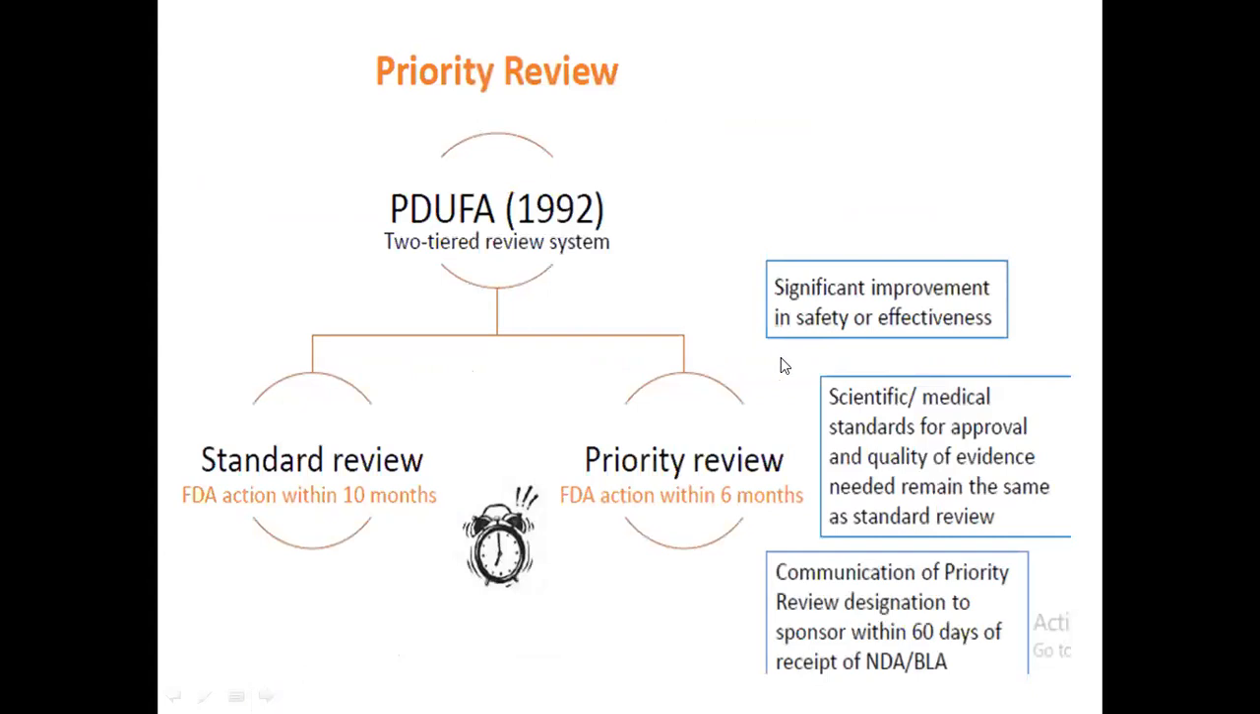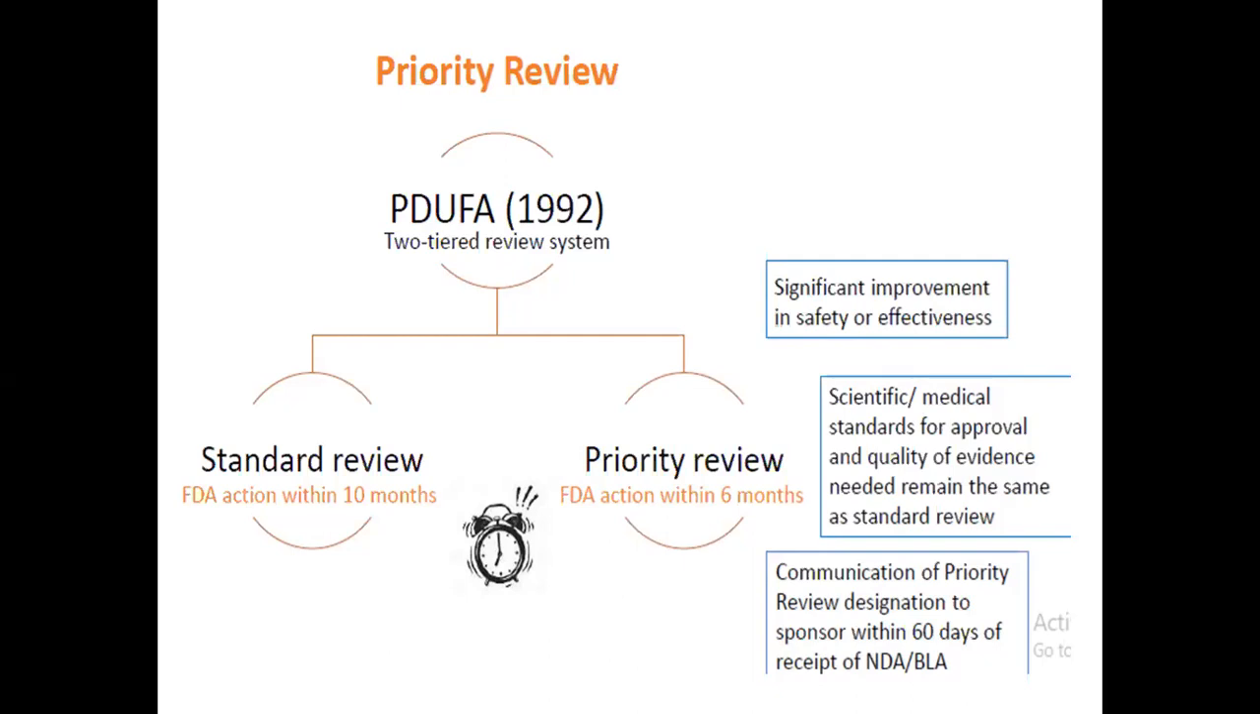Now coming to the priority review. So this is the prescribing drug use following approval. The 1992 rule: they have a two-tiered review system. So there is some note on significant improvement in safety or effectiveness. Then there is a process of standard review, or there is a process of priority review.